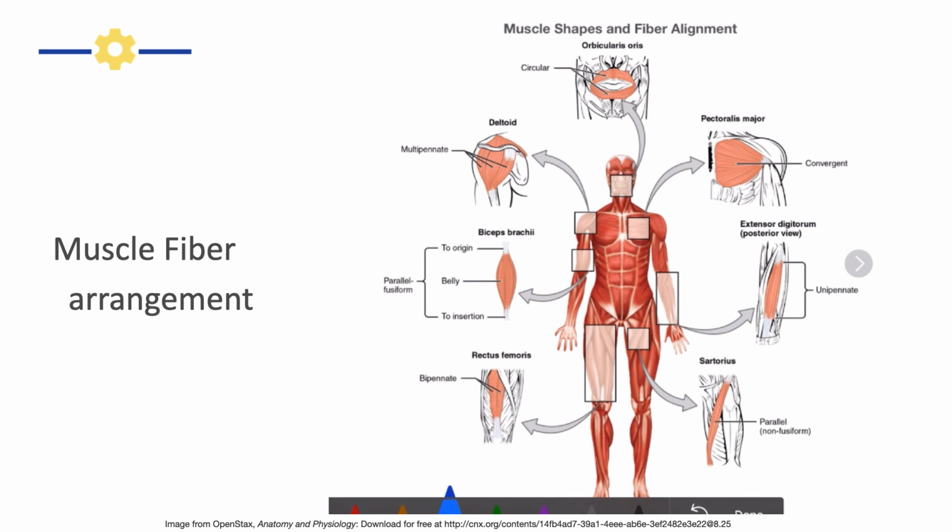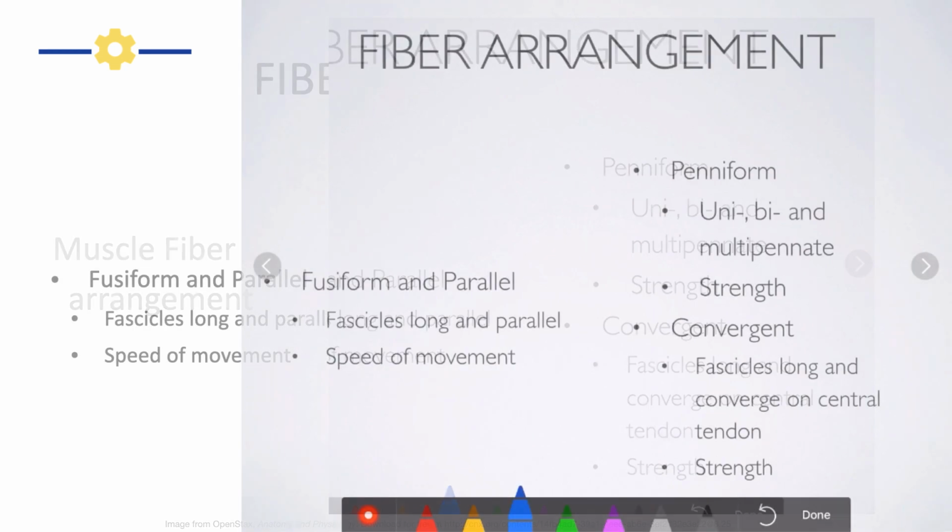This picture here shows us some of the examples, and we can see terms like convergent, multipennate, parallel, fusiform, bipennate, unipennate. Well, what do these terms mean? These terms all refer to the shape of the muscle and the angle at which the fibers are aligned with the tendon. So let's take a look at what that means.